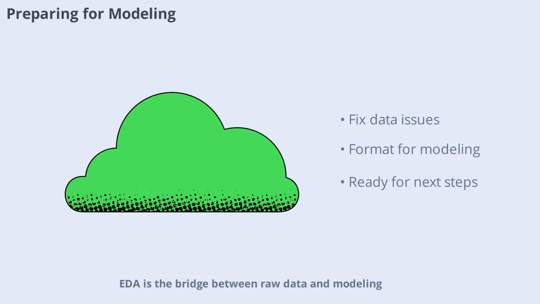EDA is the bridge between raw data and modeling. By thoroughly exploring and preparing your data, you set the stage for successful model building. Address any issues uncovered during EDA, such as missing values or outliers, and ensure your data is in the right format. With a solid foundation, you're ready to move on to predictive analytics or machine learning.